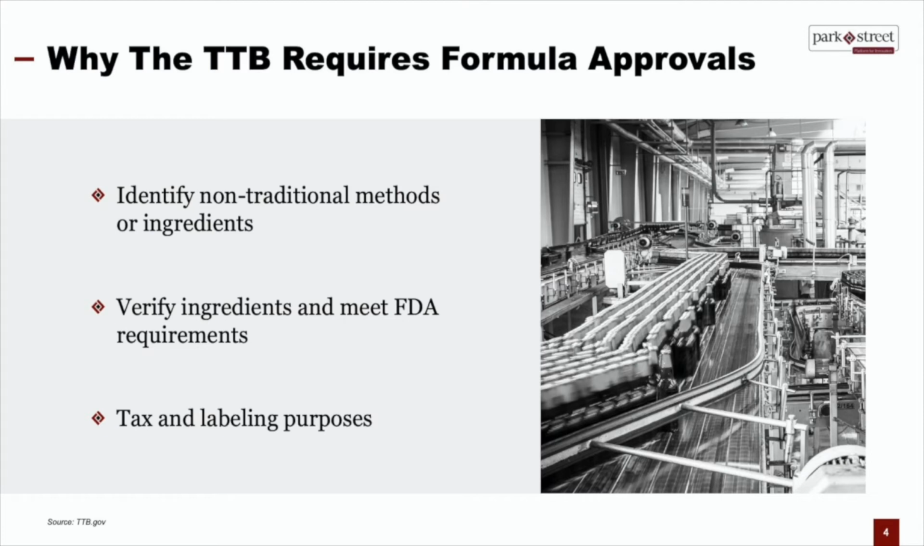Lastly, a formula approval is required to classify the product for tax and labeling purposes. An example of this would be a carbonated wine and a sparkling wine. These two different class types, although they're similar, have different tax and labeling requirements.